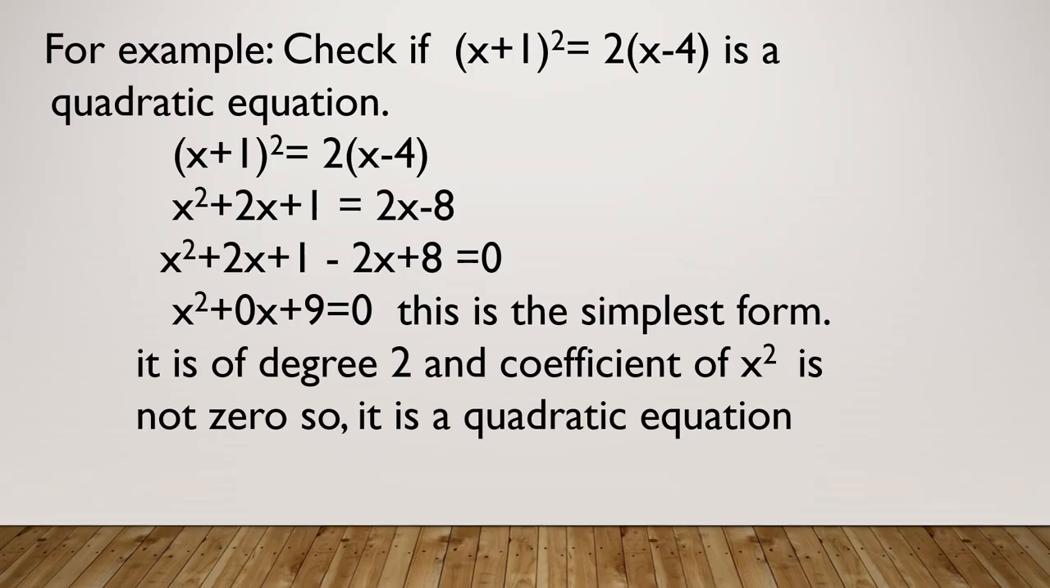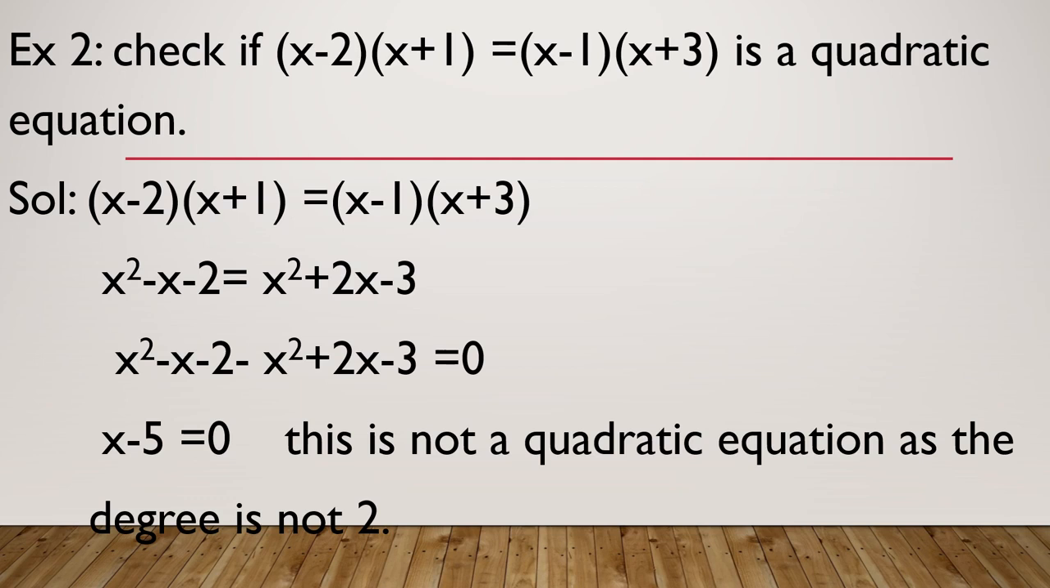It is in the general form ax square plus bx plus c equal to 0. It is of degree 2 and the coefficient of x square is 1 and it is not equal to 0. So it is a quadratic equation. Observe children, b and c may or may not be 0. So to check whether it is a quadratic equation, we are concerned only about the degree of the quadratic equation to be 2 and the value of a is not equal to 0.